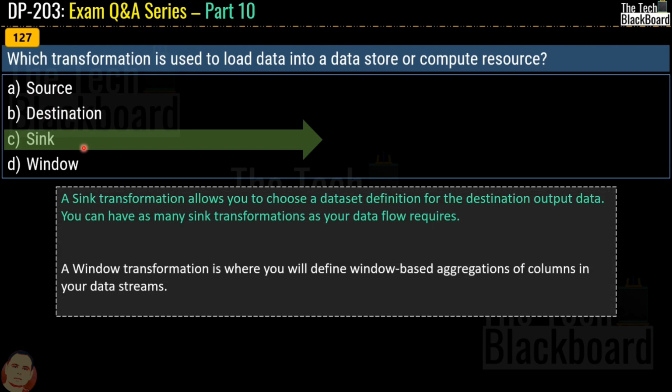Now let's look at the sink. So sink transformation allows you to choose a dataset definition for the destination output data. You can have as many sink transformations as your data flow requires. And then we have window, which is an incorrect option. So basically window transformation is where you will define window-based aggregation of columns in your data stream.